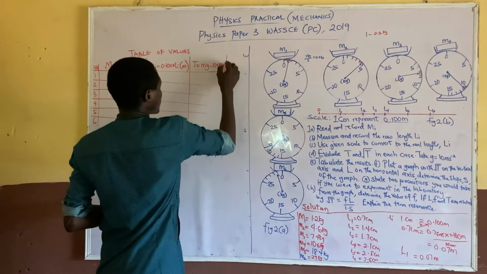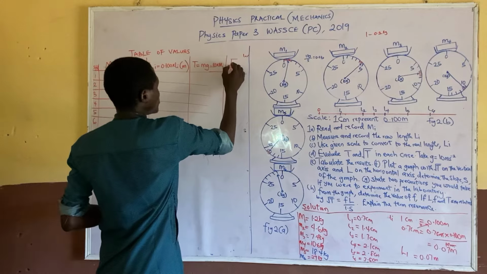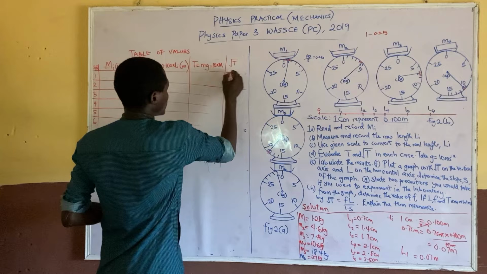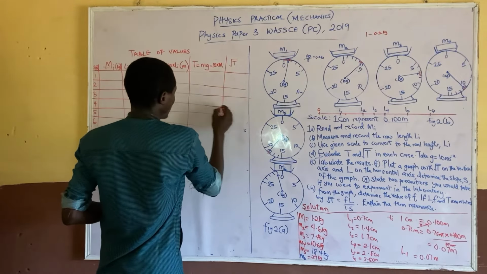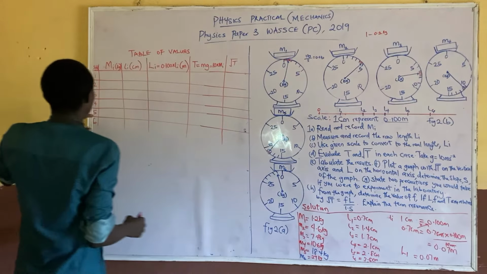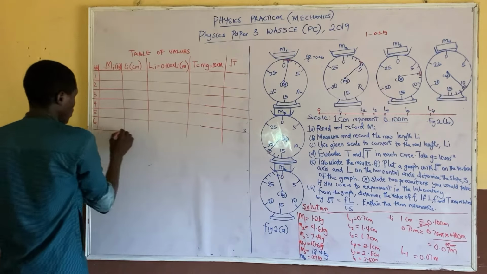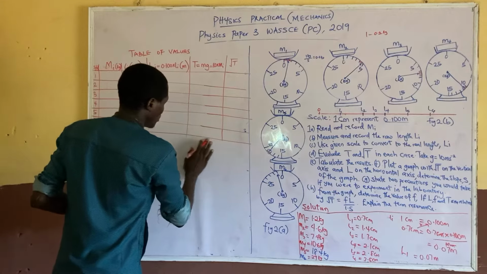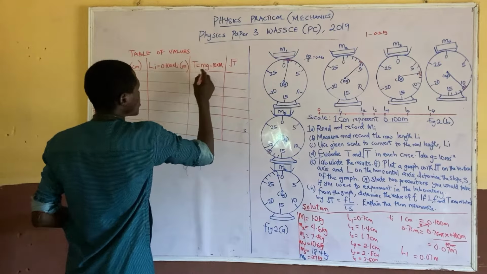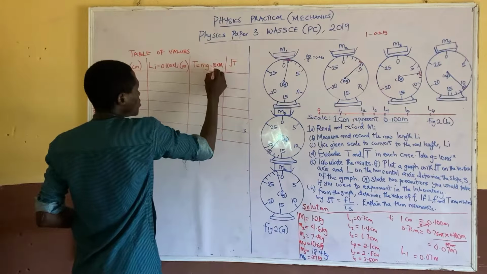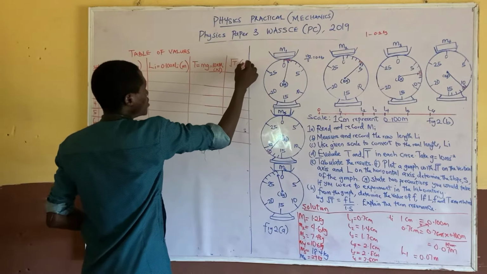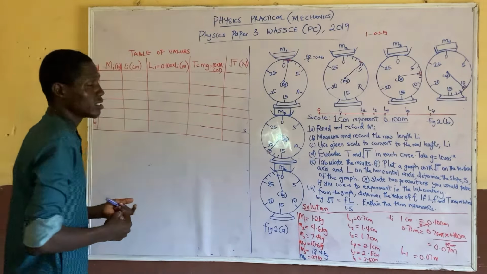Then we are asked to calculate the root t, that is the square root of the tension. That's how you prepare your table of values when you are in the exam hall. Remember that the unit of tension is Newton, because tension is a force.